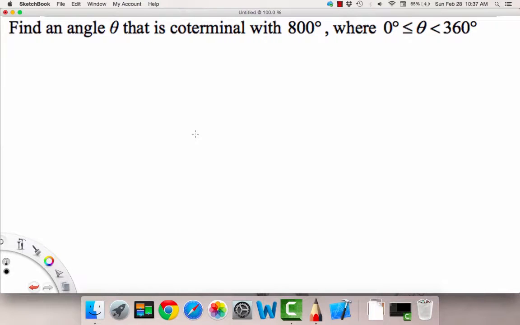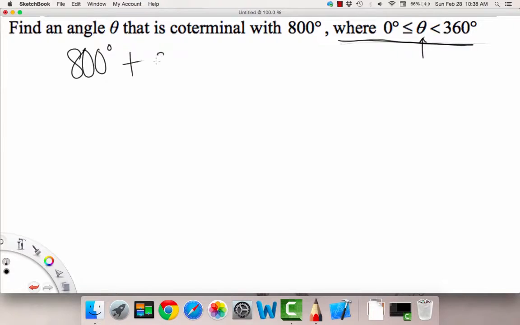So this question tells us to find an angle theta that is coterminal with 800 degrees, where theta is in between 0 and 360. Okay, so we don't even have to know where 800 points to. We could just start with 800 degrees, and we're going to either subtract or add 360 from it. Just intuitively, this second part just means we want the angle that we find to be in this range. We want it to be in between 0 and 360.